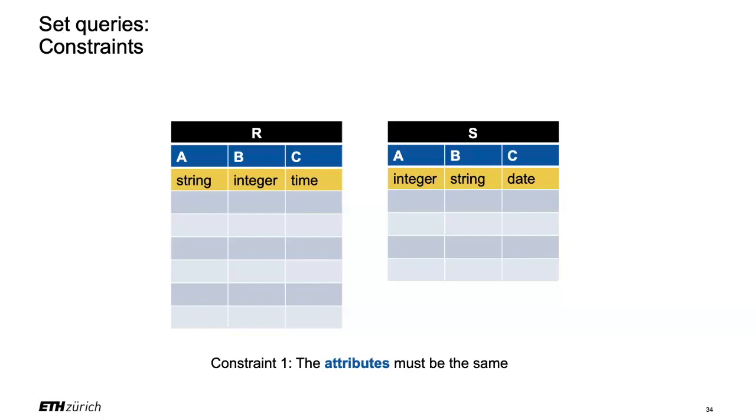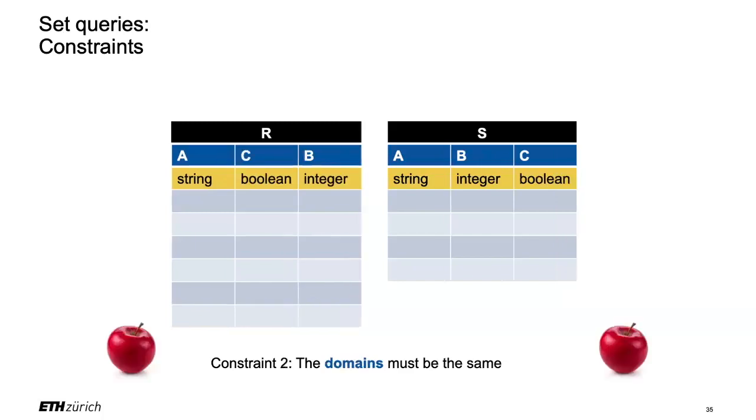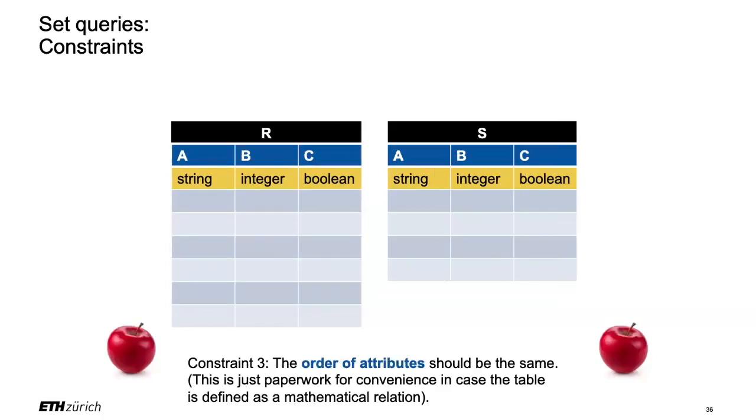So you need an additional constraint. You also need for the domains to be the same. If they are the same, then we'll have domain integrity. And atomic integrity, we just need the domains to be atomic. And here they are atomic, so this is fine, right? So it means that we need these two constraints. The attributes must be the same and the domains must be the same.